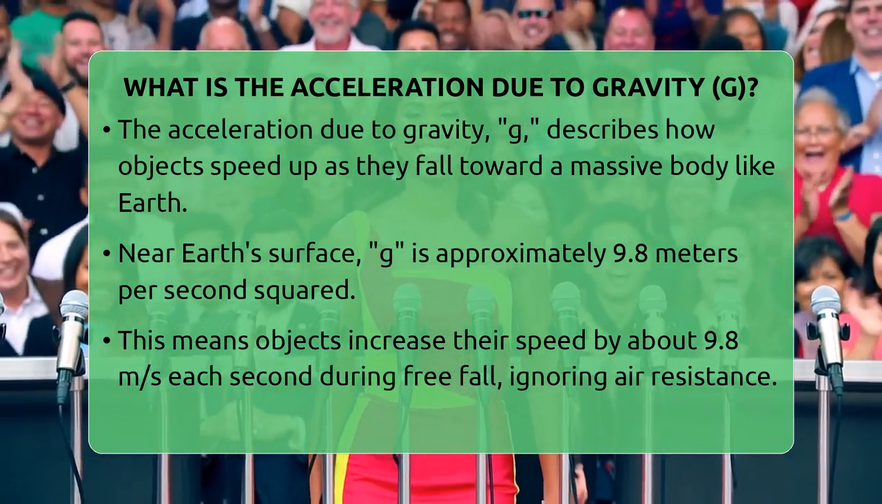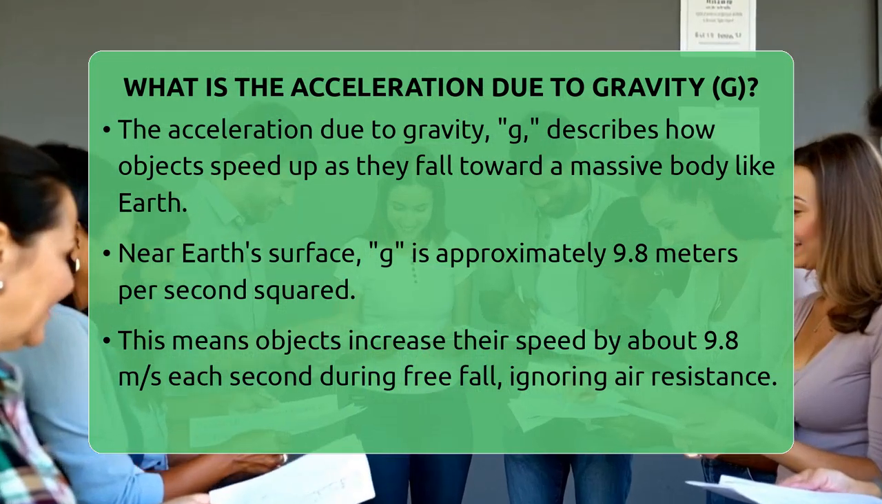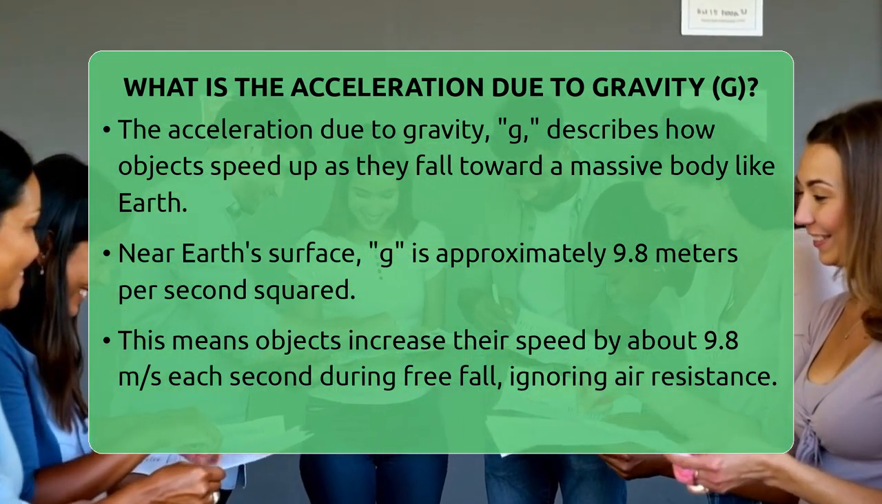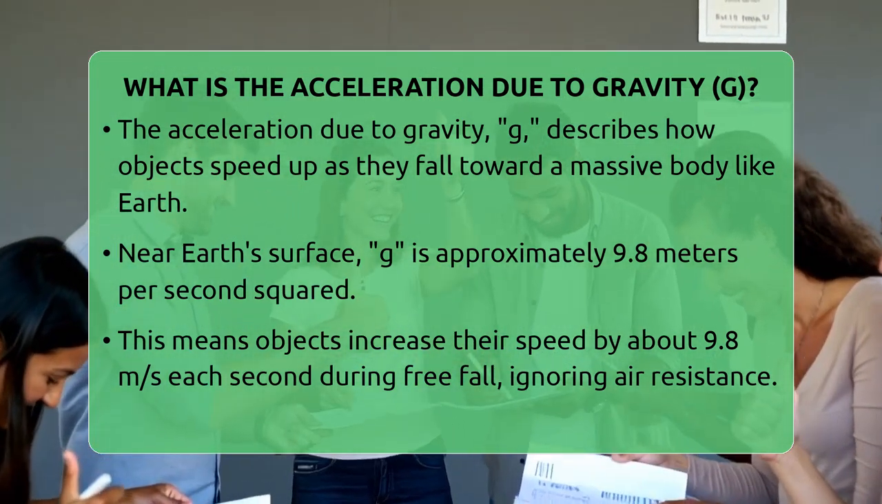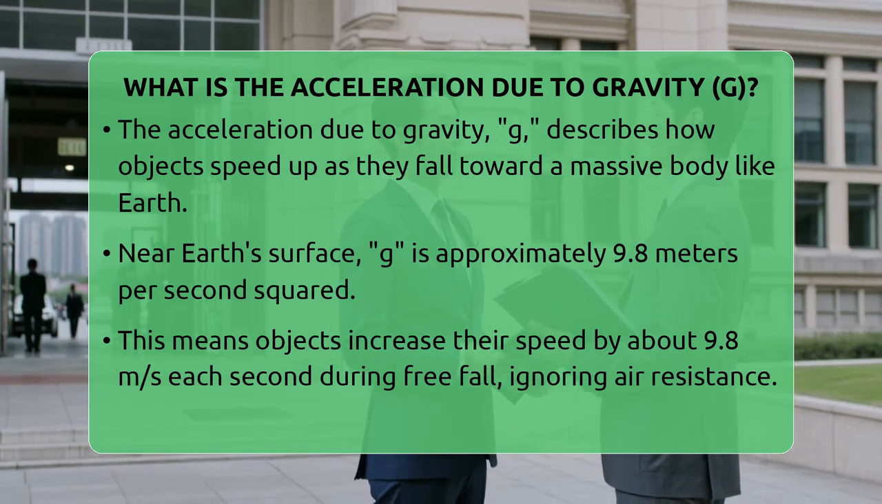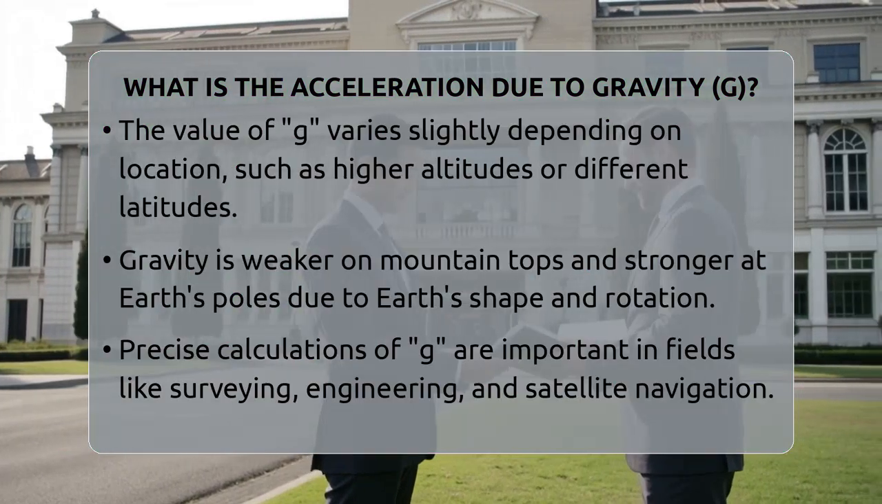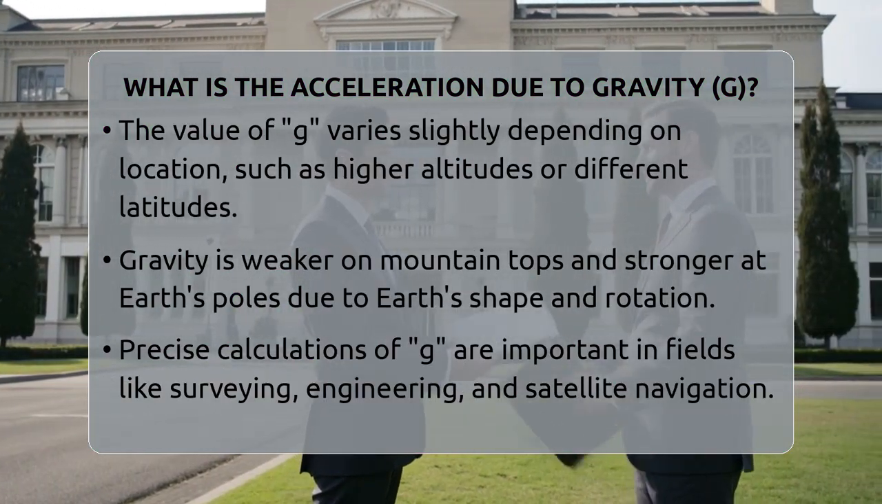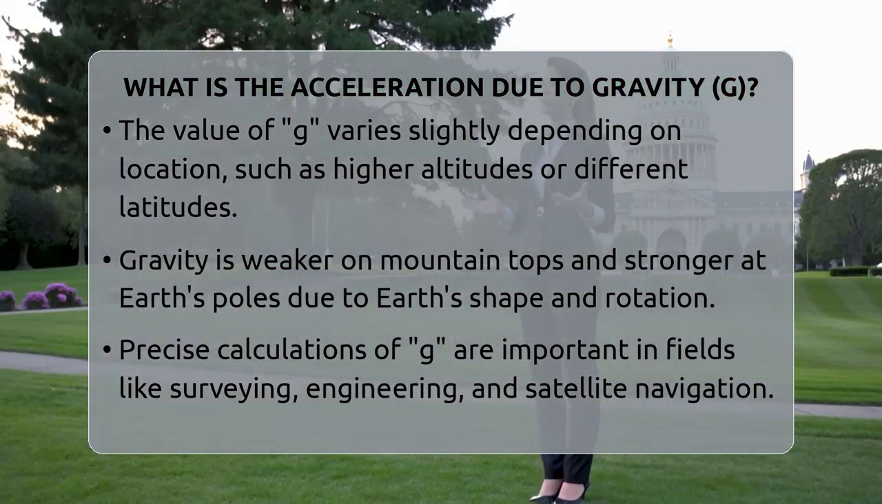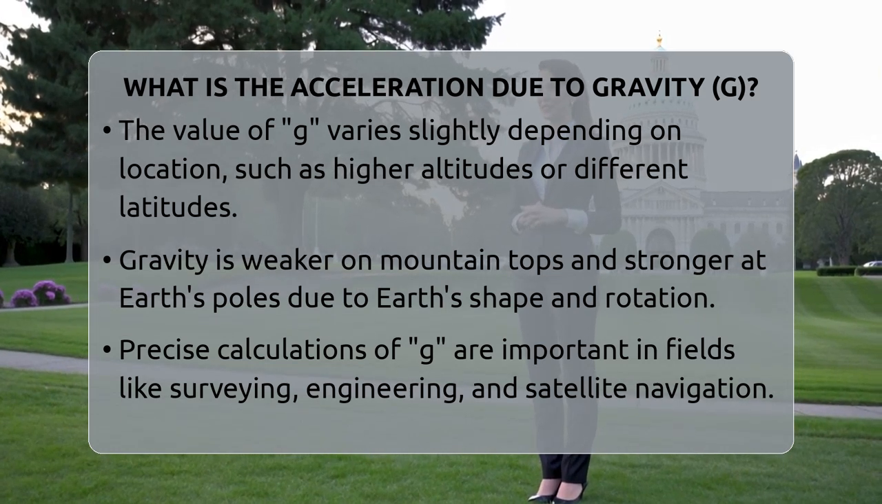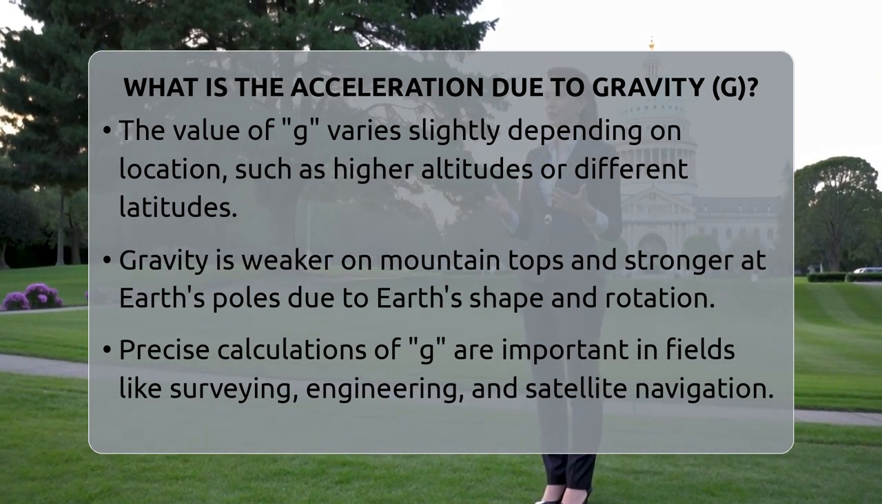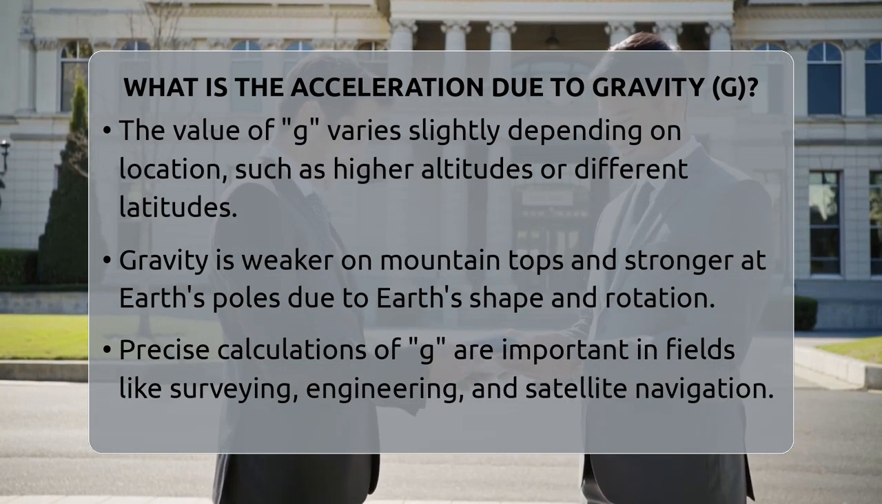That means every second, a falling object speeds up by roughly 9.8 meters per second, assuming air resistance doesn't slow it down. This number is a standard used in science and engineering because it helps us understand how objects move under gravity's influence. But this value isn't exactly the same everywhere on Earth. It can vary slightly depending on where you are.